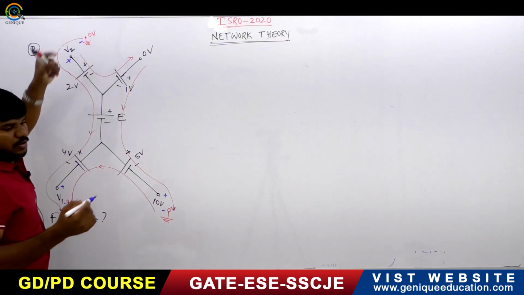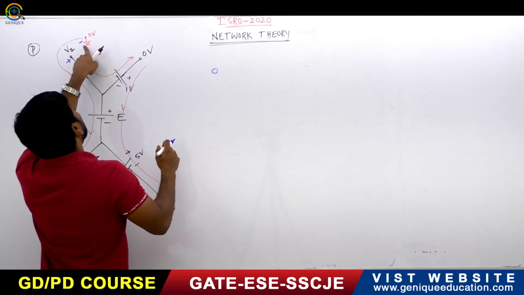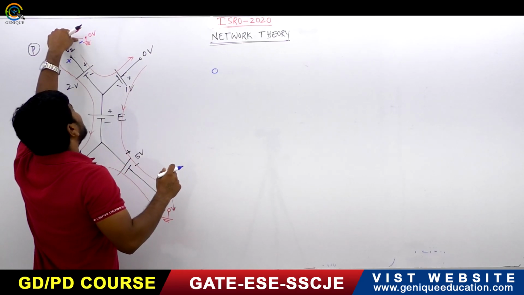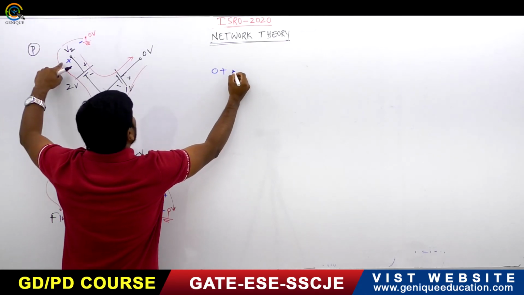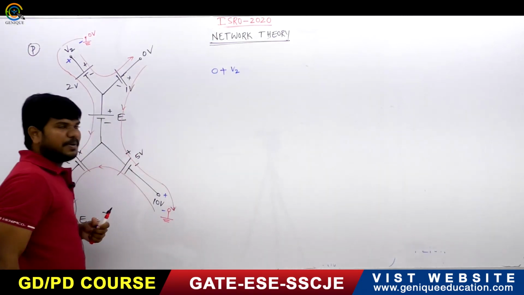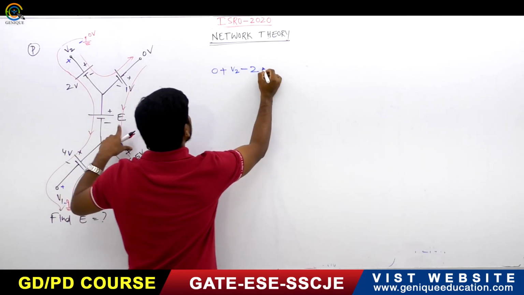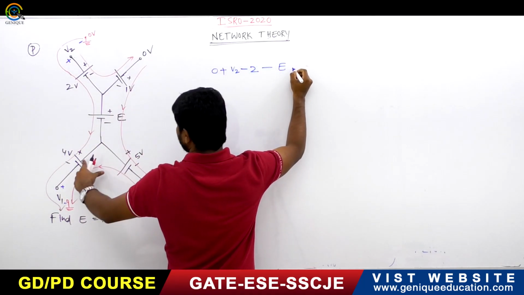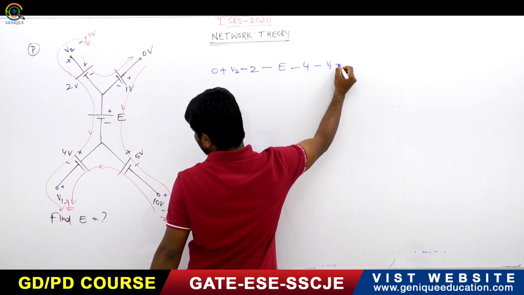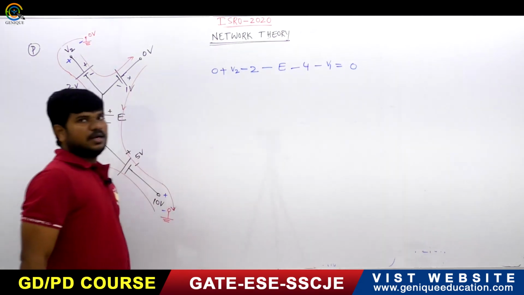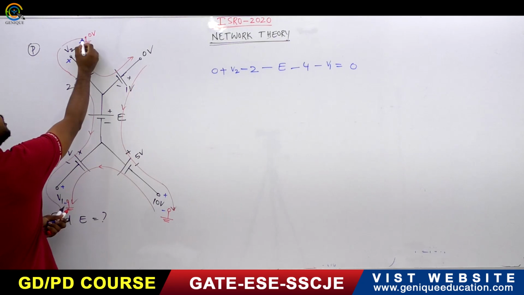First of all, it is 0. Right? And first of all, it is starting at where? Minus. You have to take plus V2. It is minus E, it is minus 4, it is minus V1 is equals to 0. Right or not? Okay. See, the current is starting from where?